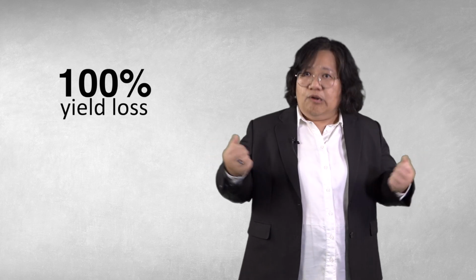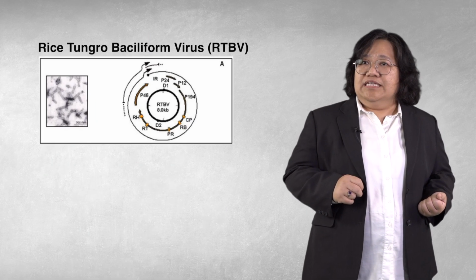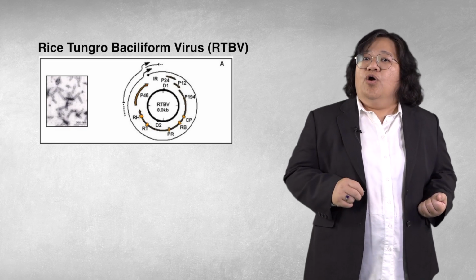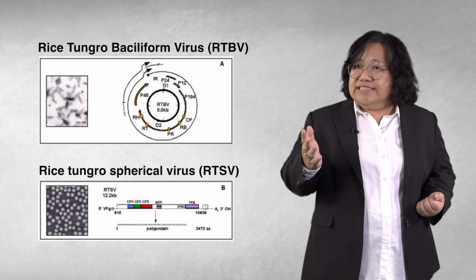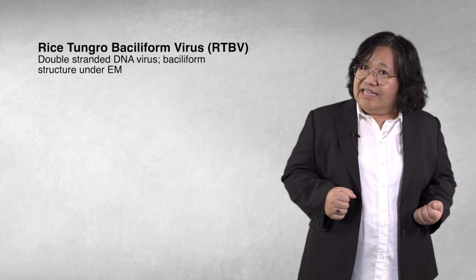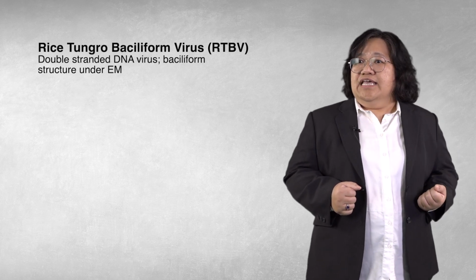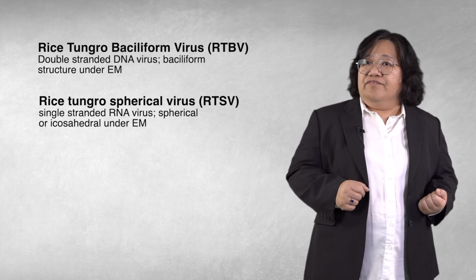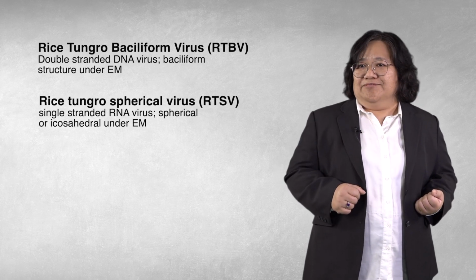100% yield loss. And the disease is caused not by one, but by two different viruses, namely rice-Tungro bacilliform virus, RTBV, and rice-Tungro spherical virus, RTSV. RTBV is a double-stranded DNA virus with a bacilliform structure, while RTSV is a single-stranded RNA virus with a spherical or icosahedral structure. And these are vector-borne viruses.